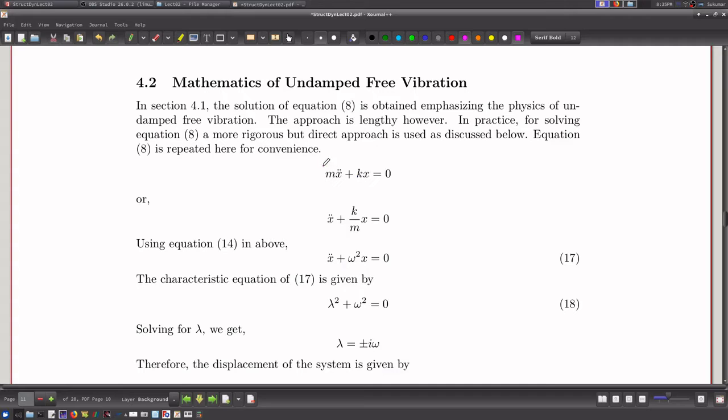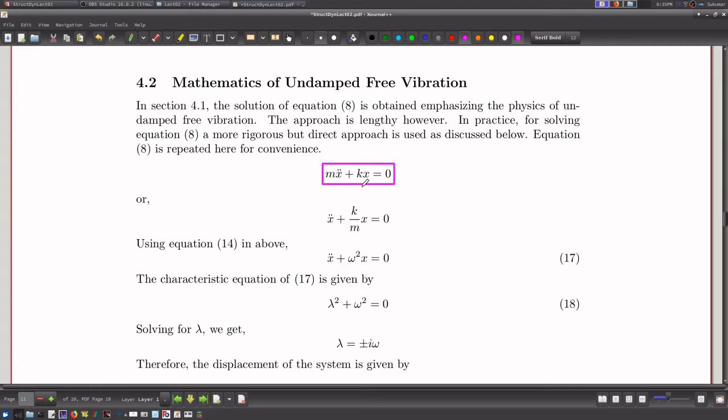So my equation of motion is this. We already know that the equation of motion for undamped free vibration of a single degree of freedom system is mx double dot plus kx equal to 0. I can replace x by any letter, for example u or y or z.